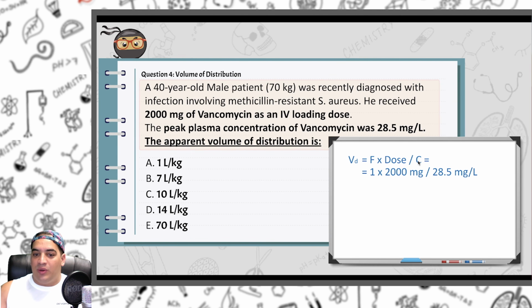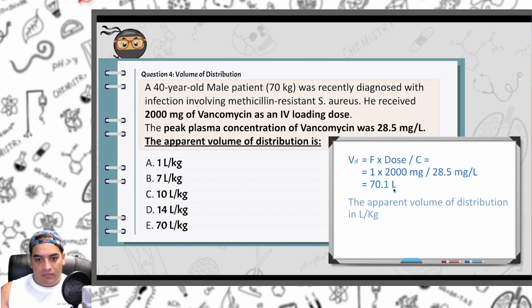And then what we're going to do is divide that by the concentration that we were able to achieve in the circulation after we gave this dose. And that was 28.5. So if we take 2,000 divided by 28.5, that would give us how much of the drug is being distributed throughout all of the compartments or volume inside of the body. And so what does that give us then? If we go ahead and do that, we get 2,000 divided by 28.5. That gives us about 70.1 liters. So that is a decently large volume of distribution here.